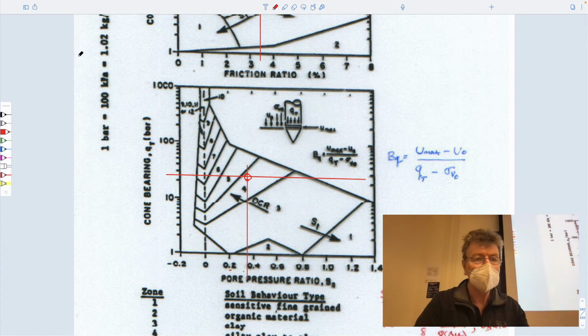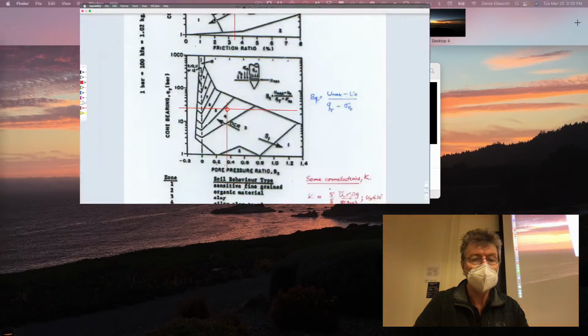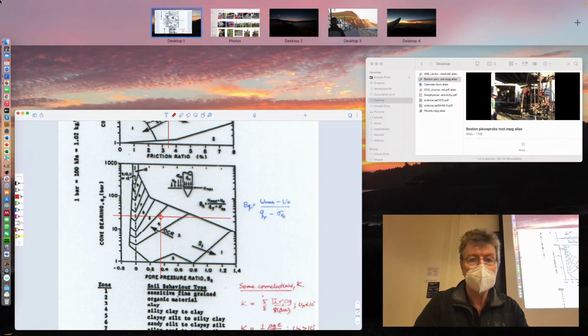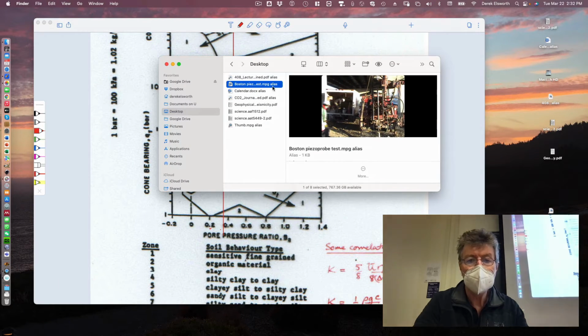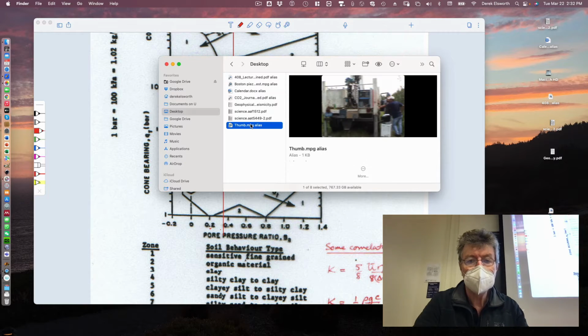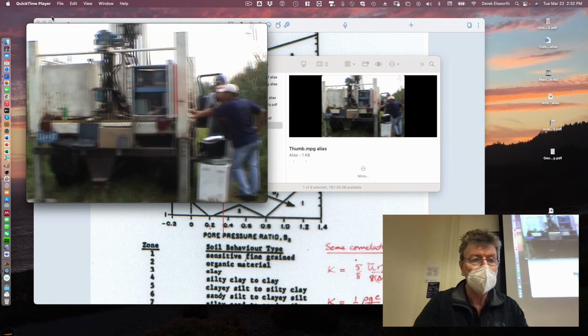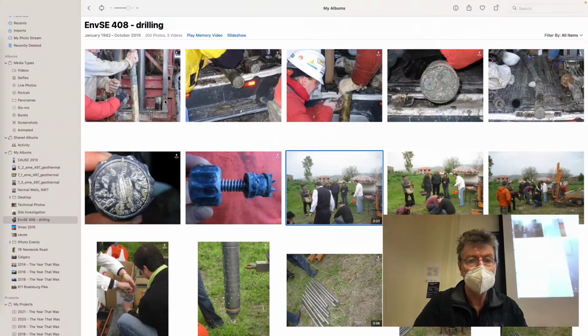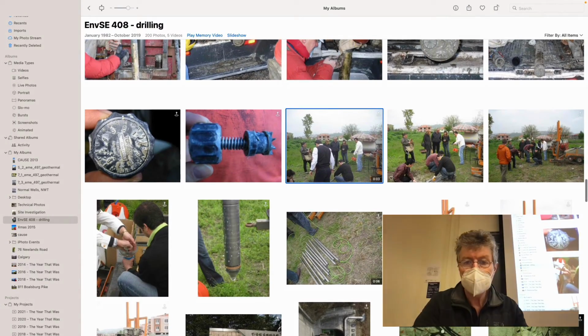And so we have some pictures of these, of course, that we might look at. And they are here. I'll look at the other one first in my photos. So the first one's here.